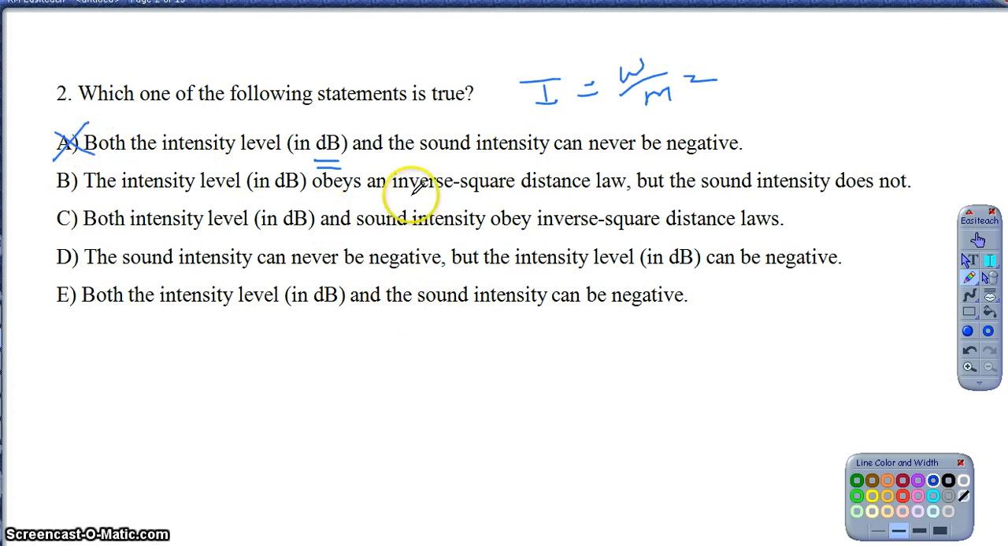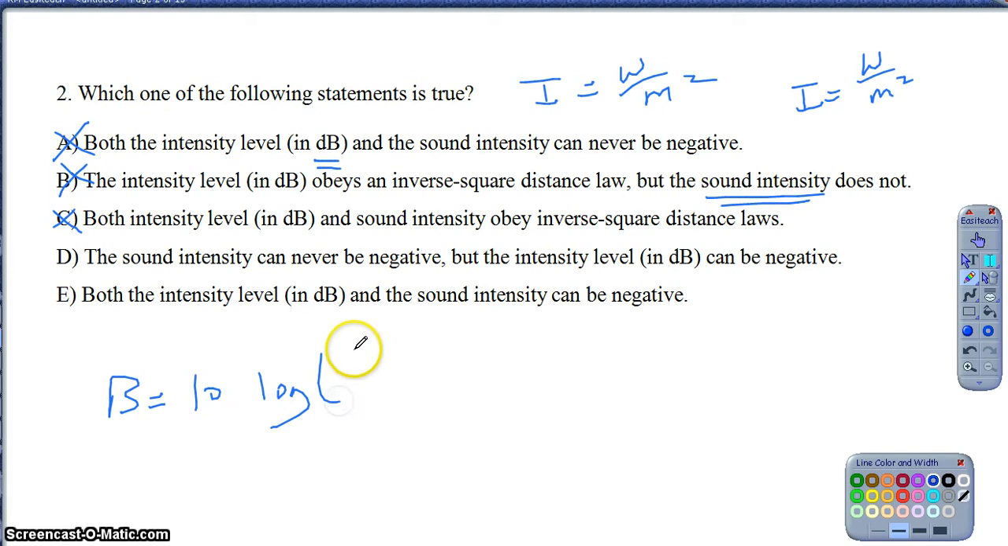The intensity level in decibels obeys an inverse square law, but the sound intensity does not. Well, we know that the sound intensity, in fact, does obey inverse square law, right? If I look at this again, it's the sound intensity equals watts over meter squared. So as the distance gets bigger, the intensity decreases, which is the definition of the inverse square distance there, right? So that is also not true. Both intensity level in decibels and sound intensity obey inverse square laws. That is not true. The intensity level in decibels is a logarithmic function, right? It is not based on the inverse square law. It does not directly or inversely relate to the intensity. So that one's not true.